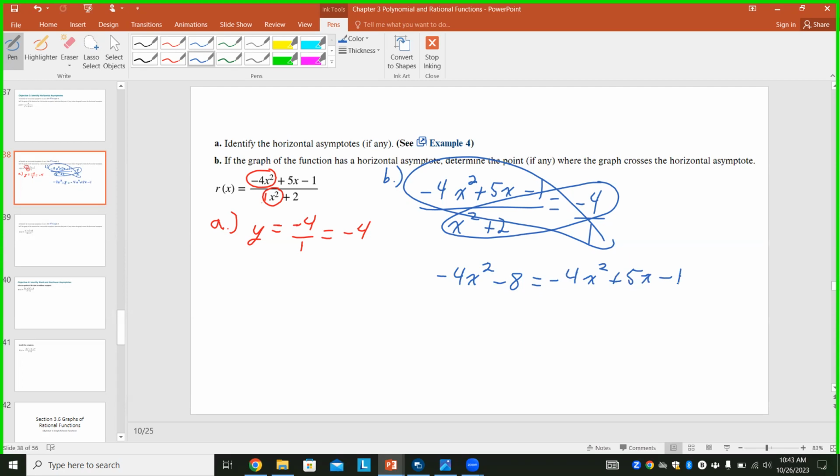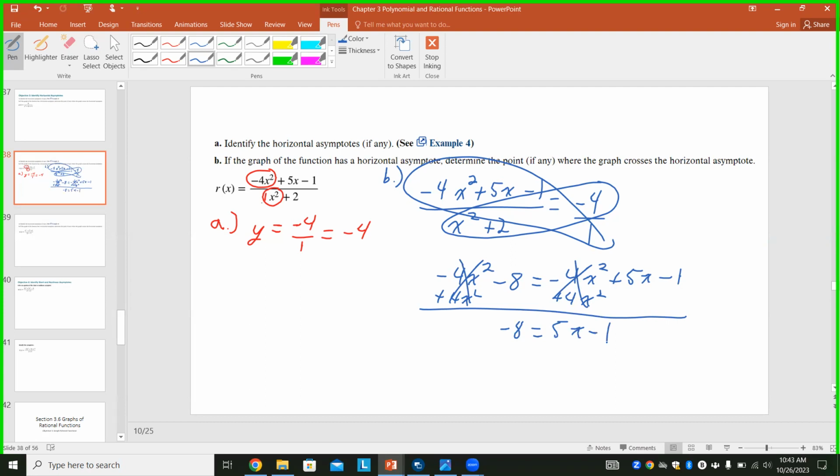So what would you want to do first to solve? I would probably like to combine my x squares first. So I'm going to add 4x squared to one side, and add 4x squared to the other side, because what I do to one, I have to do to the other. And then what do we see about the x squares? They cancel out. So now you're left with -8 equals 5x minus 1.